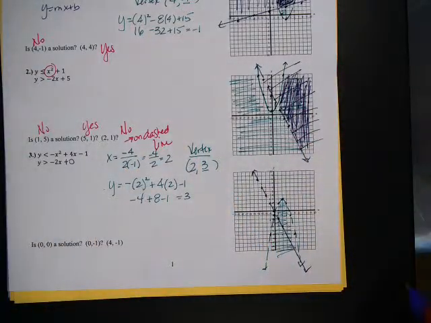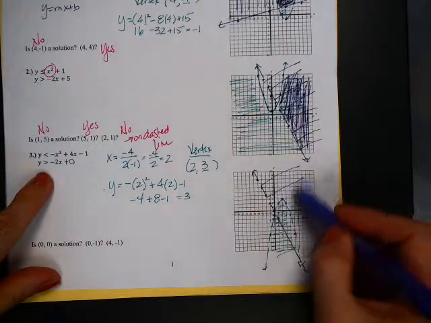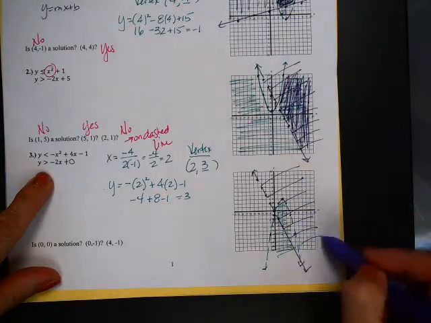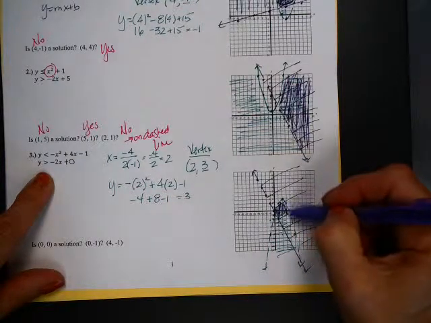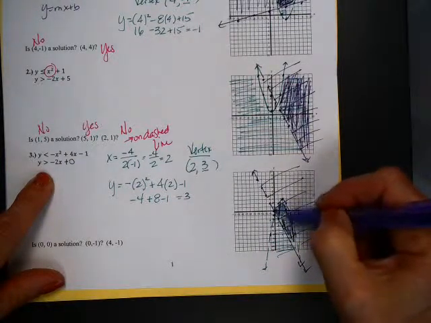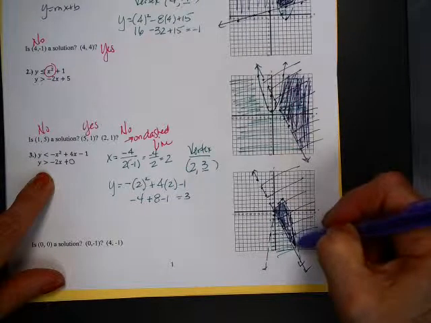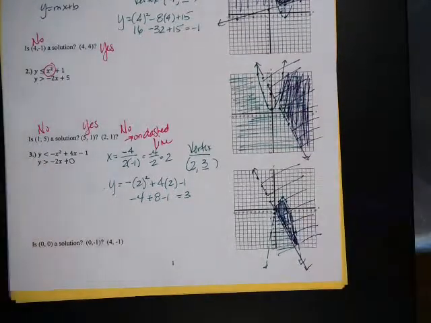There we go. Greater than. You're shading this direction. Above. What do we have in common? This little section right in here is my double shaded area. That is the solution. All of those will be solutions to both of them.